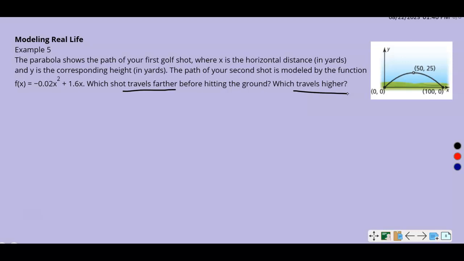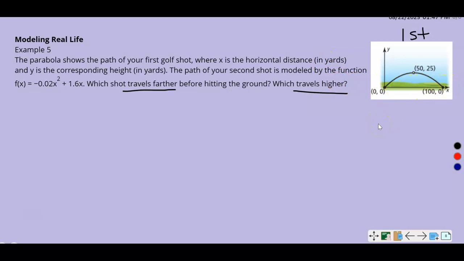So let's evaluate. This is the first one. The first one, they give us a picture or a graph. And the second one, they give us an equation. So let's look at the graph first. We want to know which one travels further. Well, you can see the golf ball goes from 0 to 100 yards. X is your horizontal distance in yards. So it goes 100 yards.